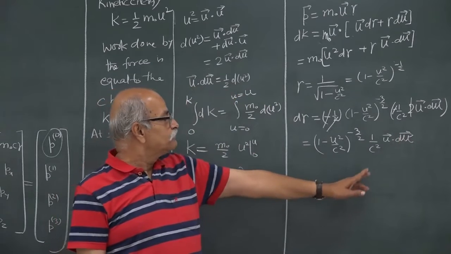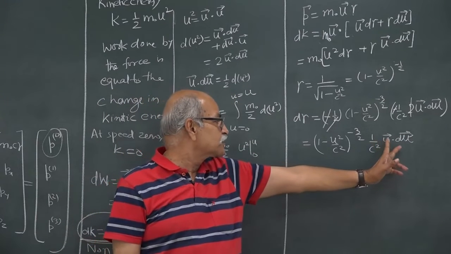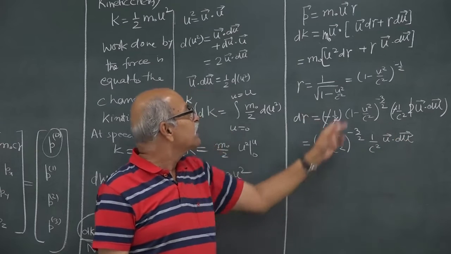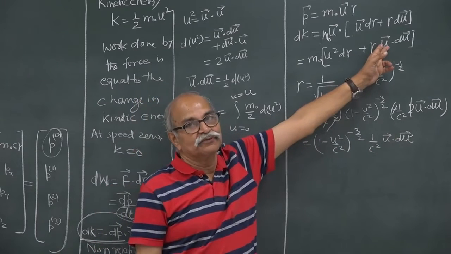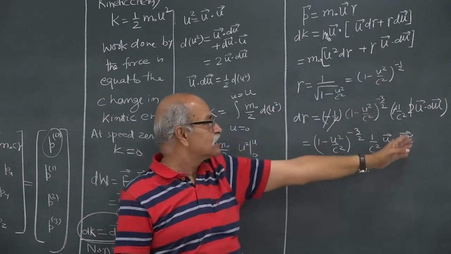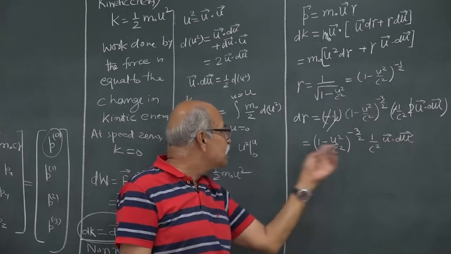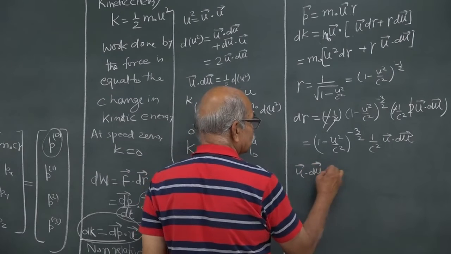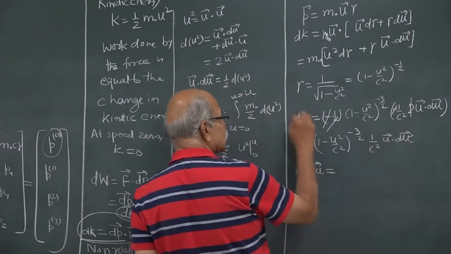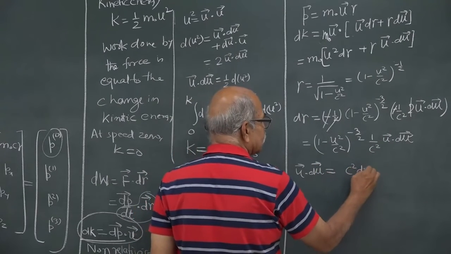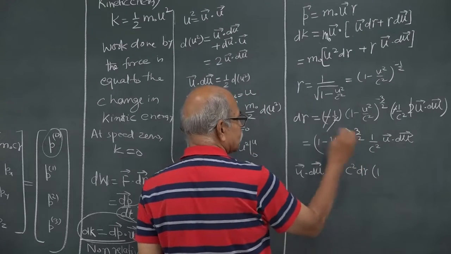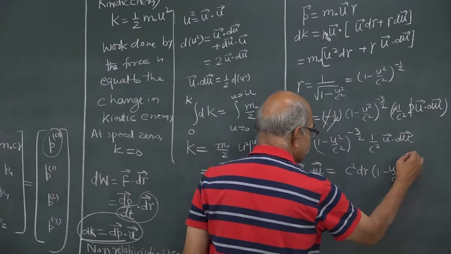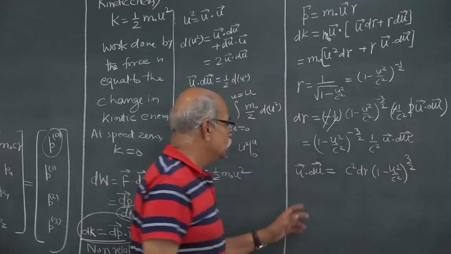What I am going to do, I will write the expression for u dot du from here and put that in place of this u dot du. Okay. So let us write what is u dot du from here. U dot du is equal to, d gamma is here, this c square goes here, so c square d gamma, and then this whole thing goes here. So (1 minus u square by c square) power 3 by 2, that is u dot du.